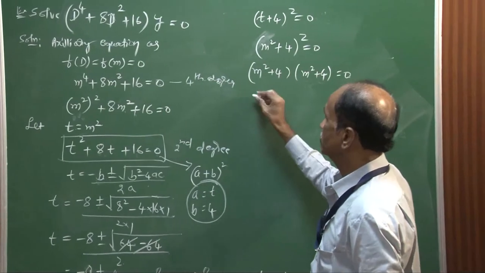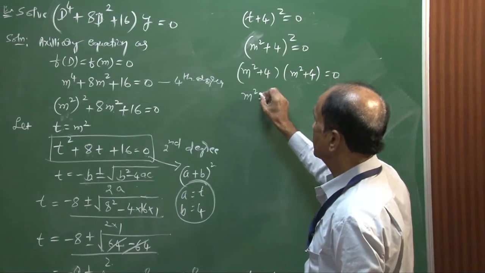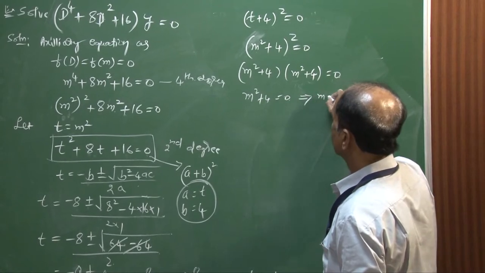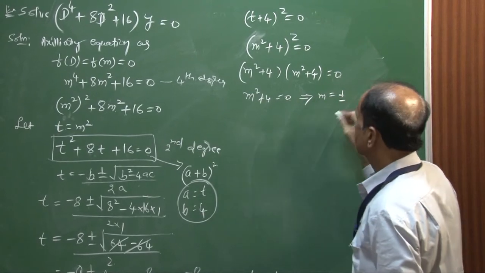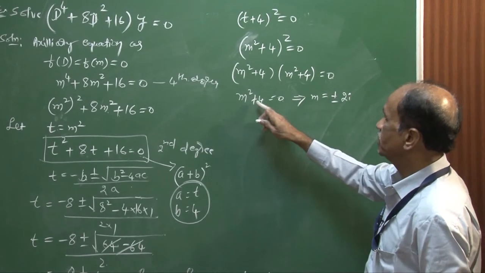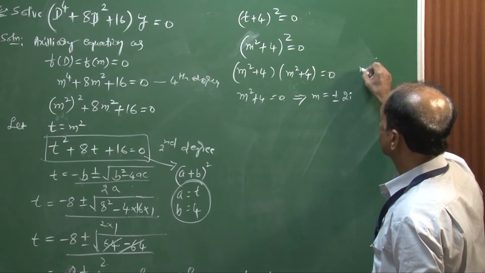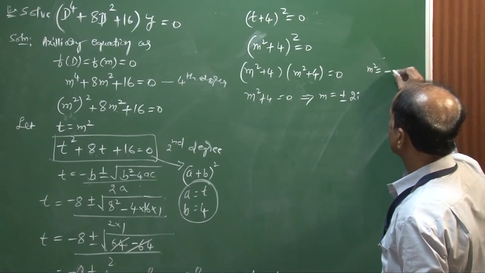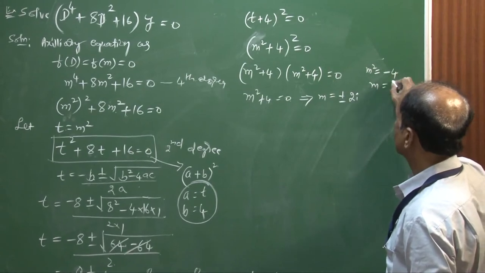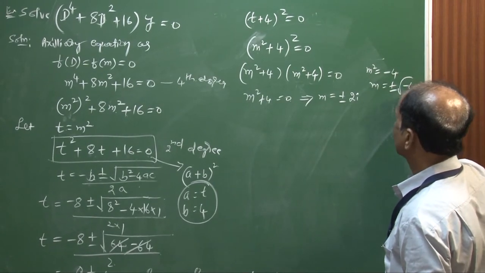One by one you solve. m square plus 4 is equal to 0 gives m is equal to plus or minus 2i. That means m square is equal to minus 4, m is equal to plus or minus root of minus 4.